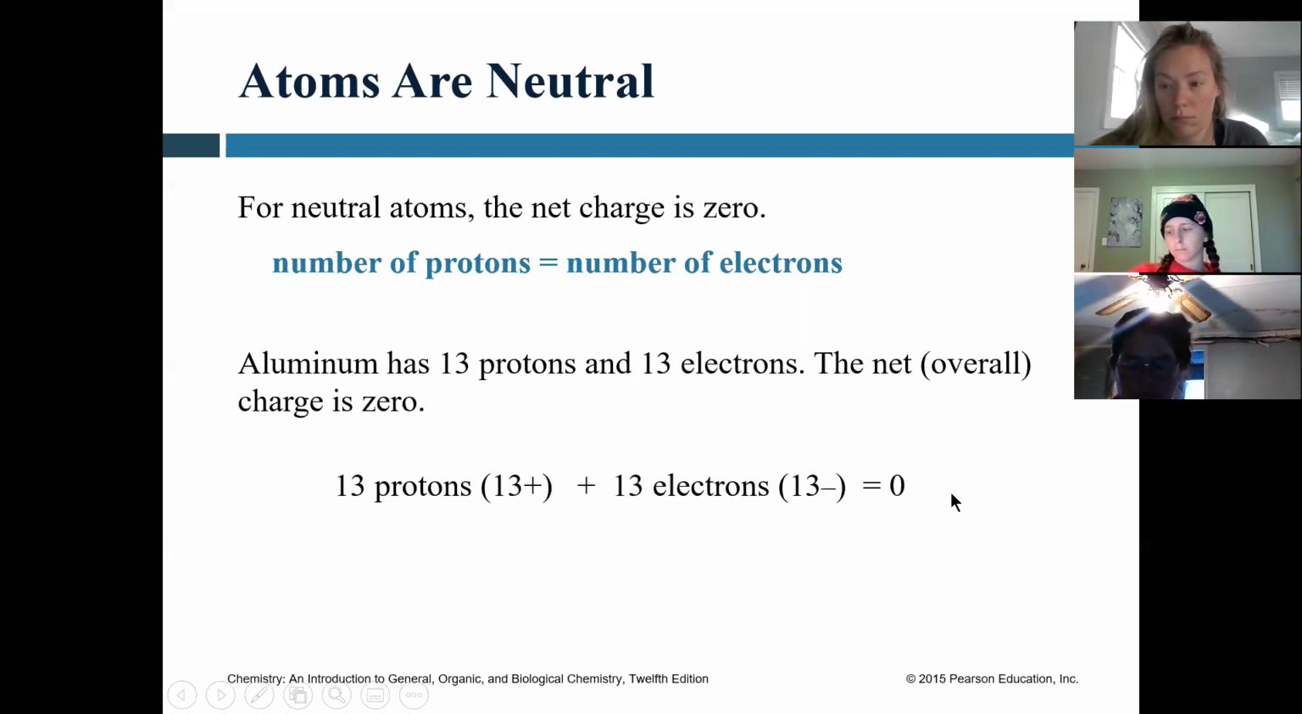So protons, look at the periodic chart. Electrons, if it's neutral, you just assume it's the same as the protons.